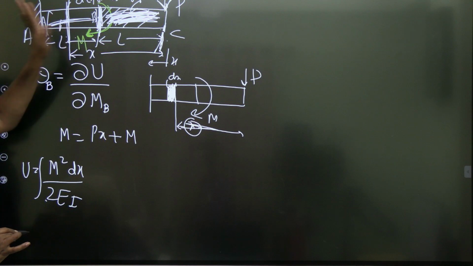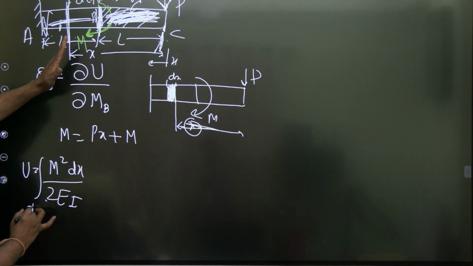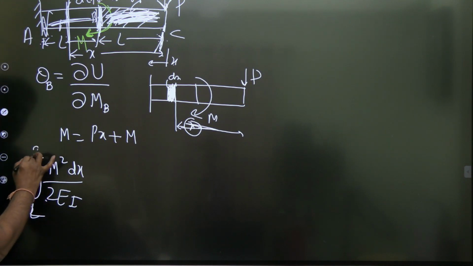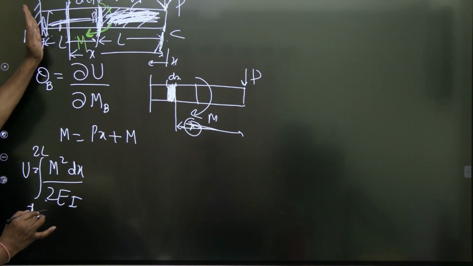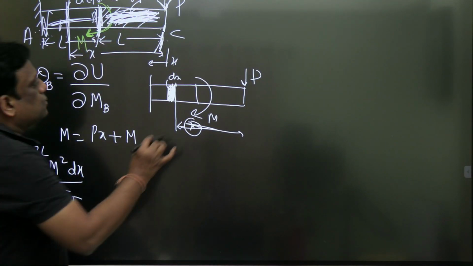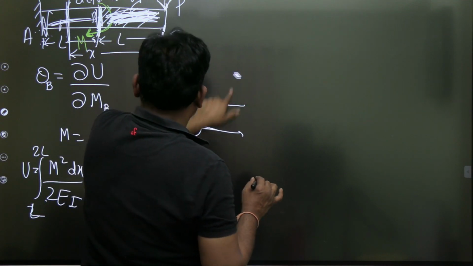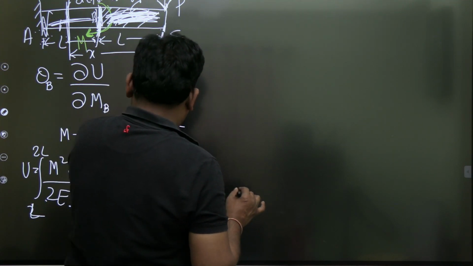But only deformable members absorb strain energy. So integrate X from L to 2L. You integrate from this to this, this to this. This is not absorbing any strain energy. So now understand carefully. This is a very important question, sir. That's why I consider this question to be very, very important.